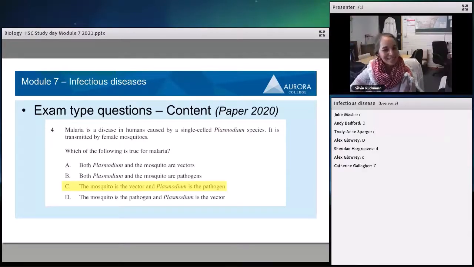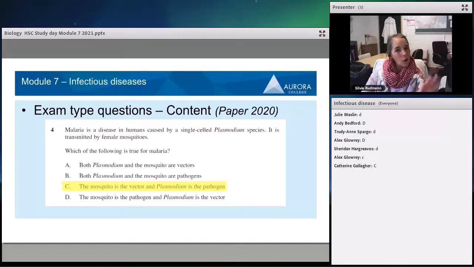You're cheating. Right. Keep in mind, read the question properly. It is transmitted by female. Which of the following is true for malaria? Right? So the mosquito is a vector, the Plasmodium is a pathogen, versus the mosquito is a pathogen, and the Plasmodium is a vector. So as Tim said before, there are going to be distractors in the multiple choice questions. One will be totally wrong, but the other three, if you don't read them properly, could be a little bit tricky, right? So take your time.